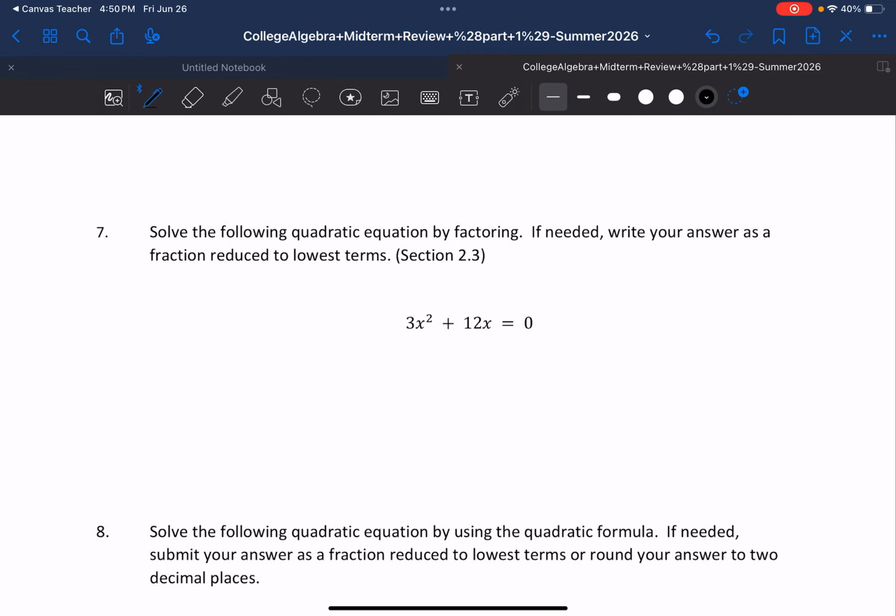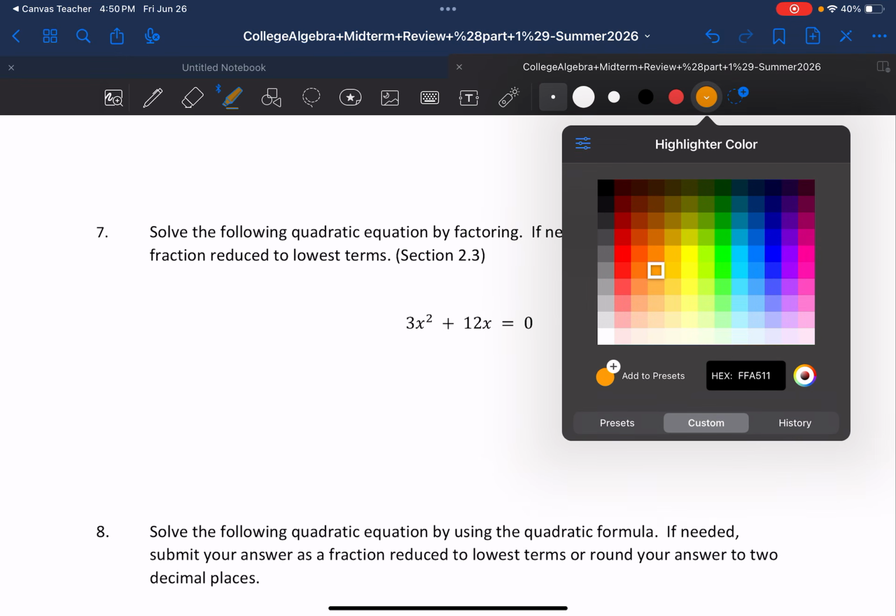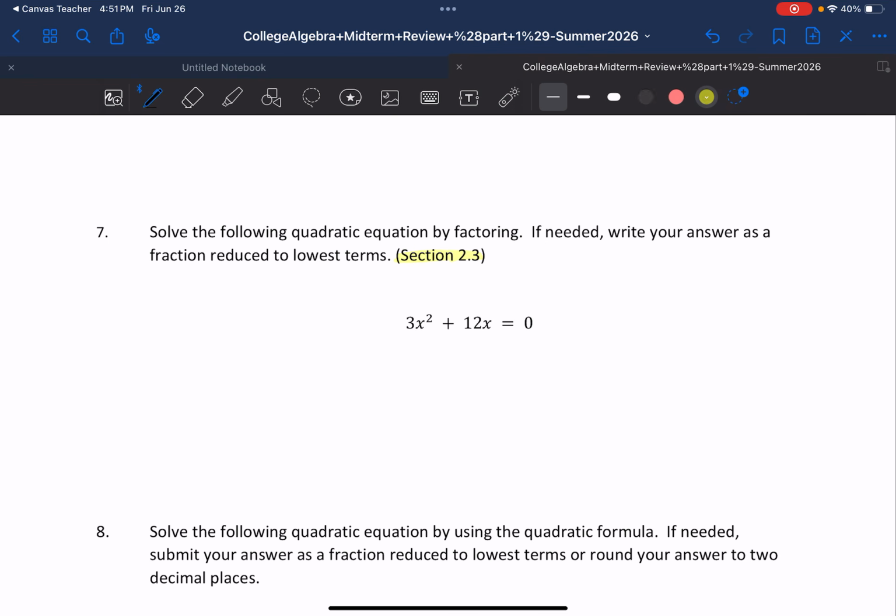Okay, number 7, still in section 2.3 here. Solve the following quadratic equation by factoring. If needed, write your answer as a fraction reduced to lowest terms. So this one is a quadratic, but you can see that it doesn't have a constant. It's more this form here, ax squared plus bx equals 0. There's no plus c right here.